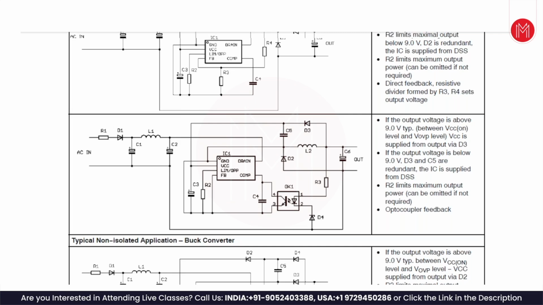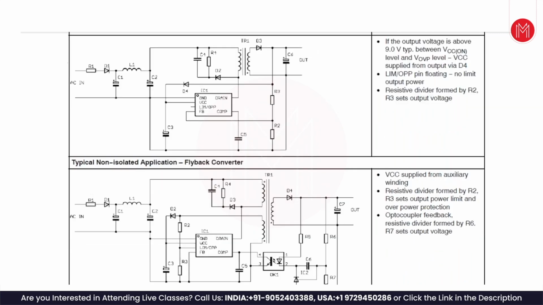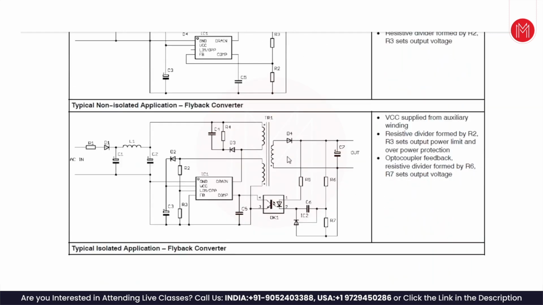Here is the buck-boost conversion IC. We are interested in the flyback here. This is the flyback topology, where there is a transformer, an auxiliary winding that is powering the VCC, and the drain is conducting here. And these are the R6 and R7 ratio. Basically, this is the output voltage.